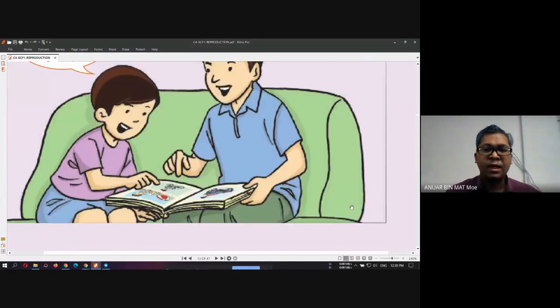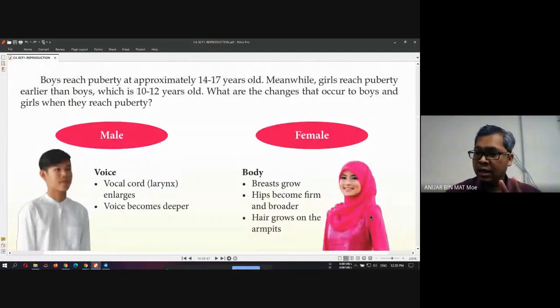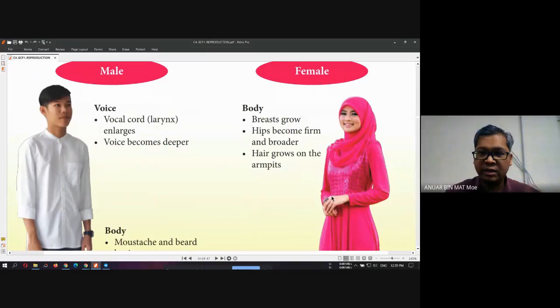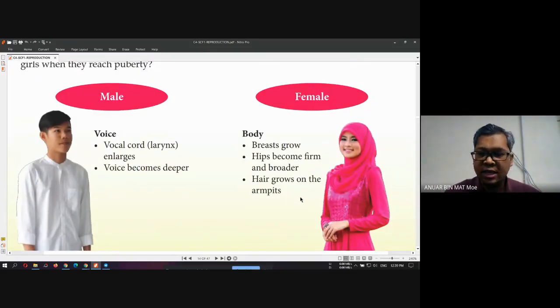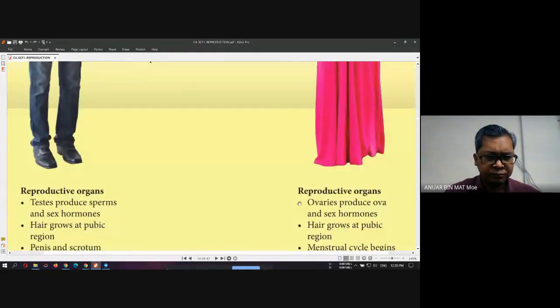Please remember, the normal age when you start puberty for boys and girls is a bit different. Normally for boys, you undergo puberty when you are 14 to 17 years old. 17 years old is quite old, but it is considered normal. For female, puberty will start from 10 to 12 years old. Normally the girl will mature first before the boy. Make sure you also understand the changes in your physical appearance, such as your voice, your body, and also your reproductive organ. Make sure you remember this.